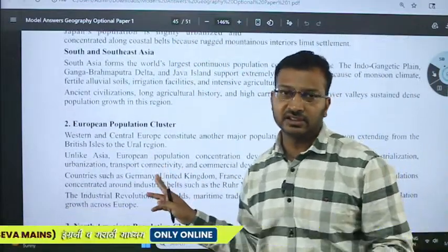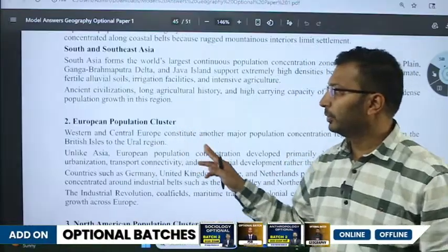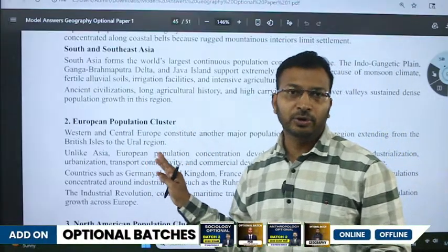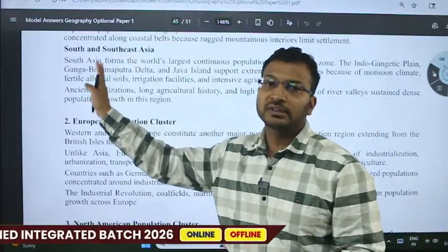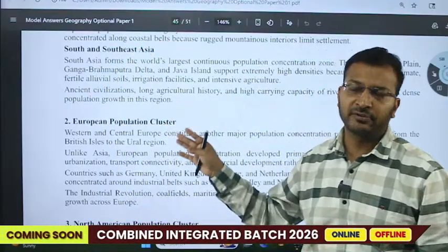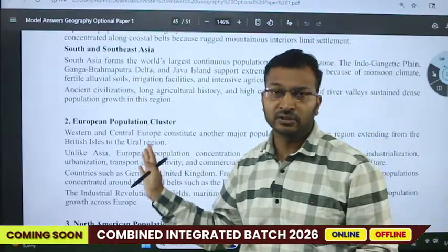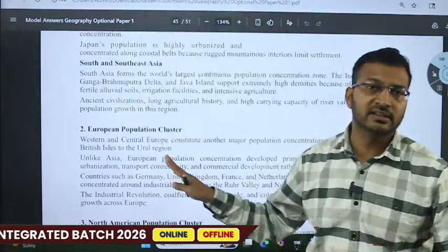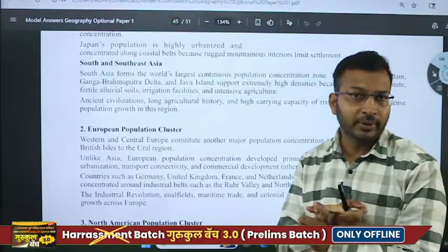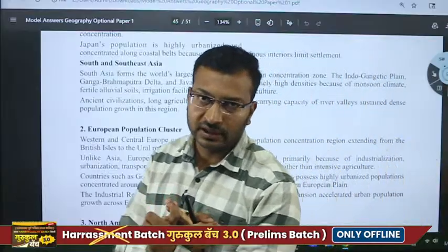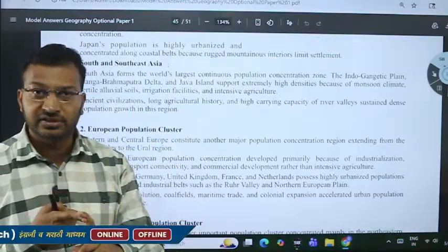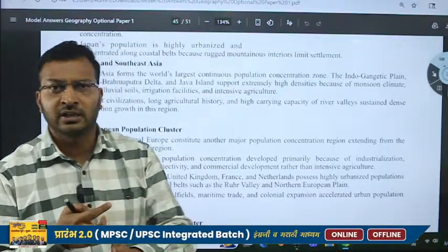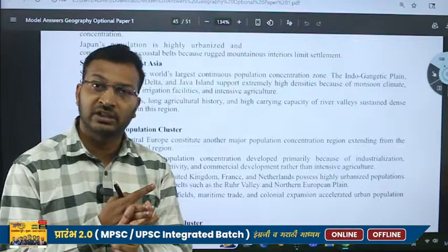Then the second section that we have is the European Population Center. Most of the population is concentrated on the western side of Europe: UK, France, Germany, the Netherlands. Here the major dominant factor of high population concentration is industrialization and urbanization, and along with that urbanization, I'll talk about the transportation network.